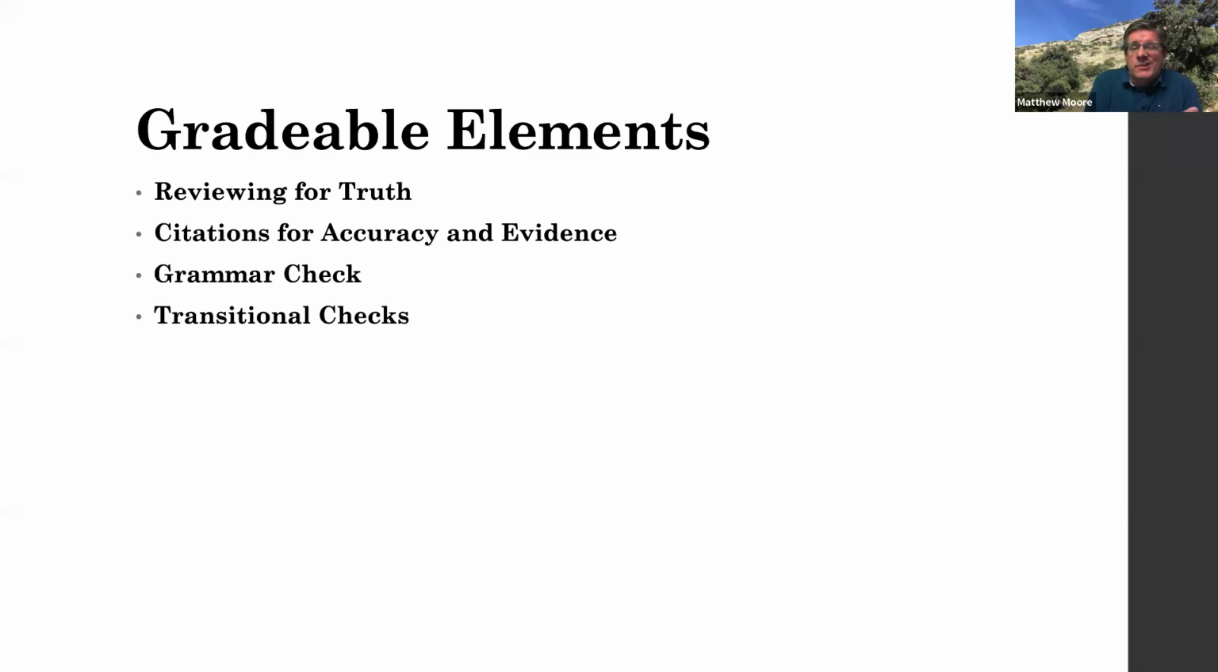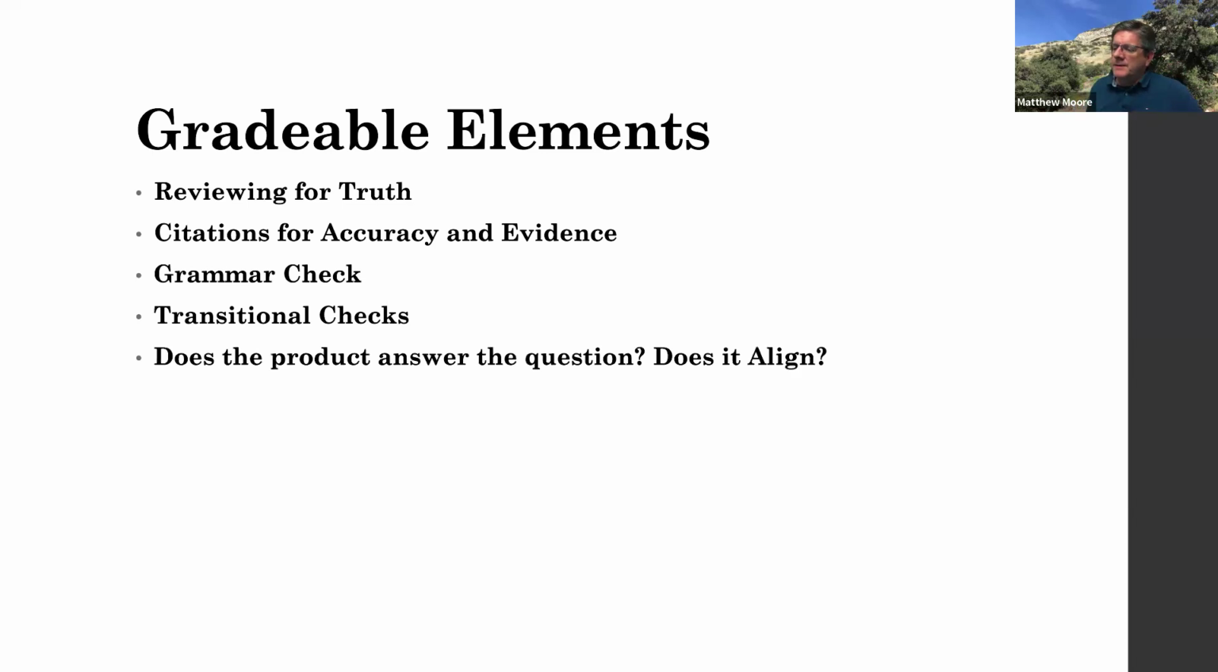Transitional checks. Does it go from one paragraph to the next? Is there some sort of logical flow, or does it just feel like different paragraphs, just content? Does it seem like a student would be able to read that information and understand it? Does it feel like it's student written? Does the product answer the question? Does it align?